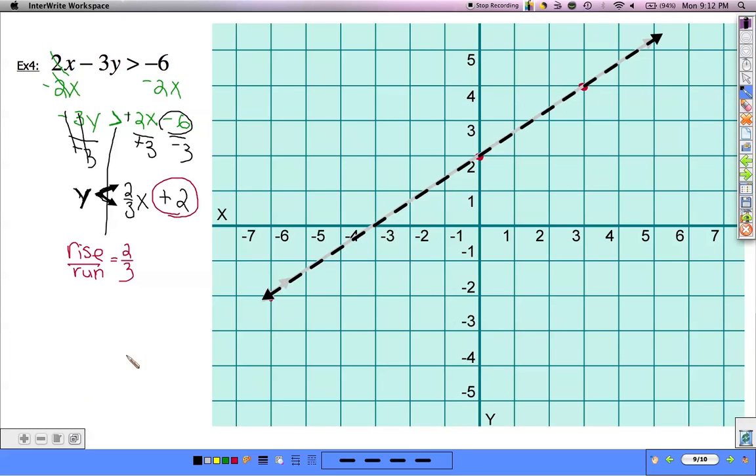Pretty much your last step is just to check a point. Remember, the easiest point to check is the point 0, 0, or the origin, to see if it works in your inequality. So you should use the original inequality. I think I may have not used it in the first couple of examples that I gave you. Oh, that's why I'm getting a dashed line.